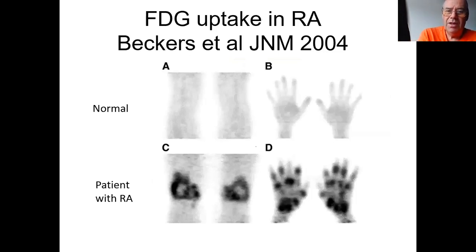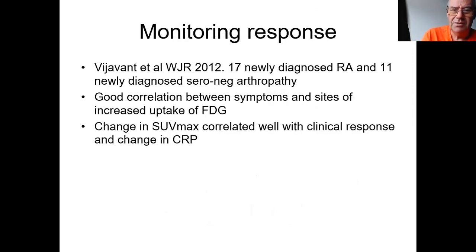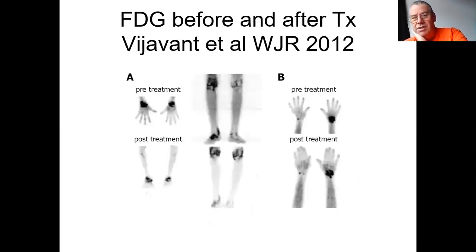This is a picture from their paper of a normal patient and a patient with very active rheumatoid arthritis. And again, you see the distribution around the synovium of the knee. In the small joints of hands and feet, we just don't have the resolution to see that synovial uptake is different from joint uptake. The group at UCLH used FDG to look at newly diagnosed arthritis, rheumatoid and seronegative, and showed a good correlation between symptoms presence at sites of FDG, and looked at the change in SUV max, showing again a good correlation with both clinical response and change in CRP when the patient was treated.